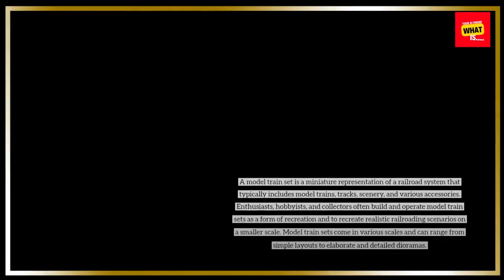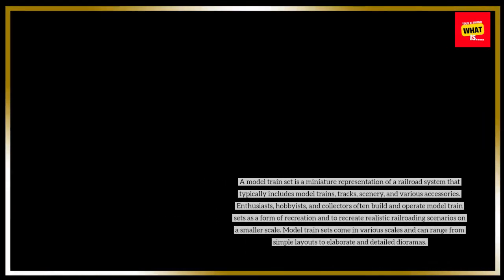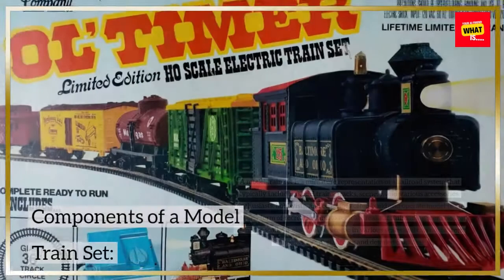A model train set is a miniature representation of a railroad system that typically includes model trains, tracks, scenery, and various accessories. Enthusiasts, hobbyists, and collectors often build and operate model train sets as a form of recreation and to recreate realistic railroading scenarios on a smaller scale. Model train sets come in various scales and can range from simple layouts to elaborate and detailed dioramas.